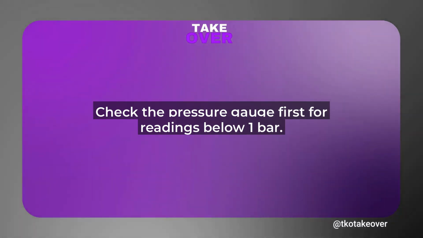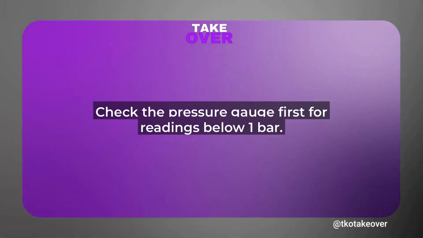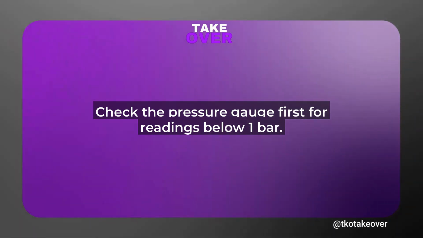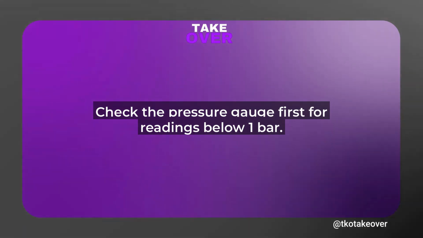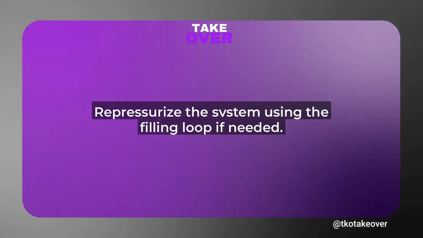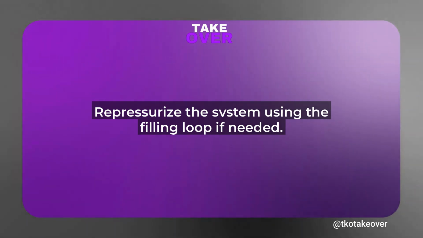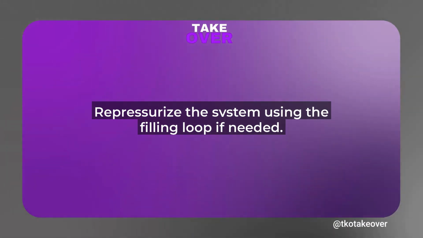Now, onto the causes. The E9 error often pops up because of low system pressure, which can happen if there's a leak in the pipes, the expansion vessel is faulty, or even if you've recently bled your radiators and forgotten to repressurize. Other reasons might include a malfunctioning circulation pump or debris blocking the flow sensor. In older models, wear and tear on components can exacerbate these problems, so regular maintenance is crucial.